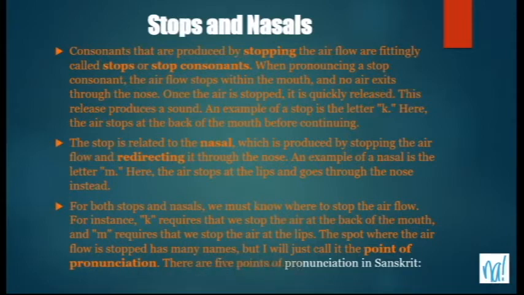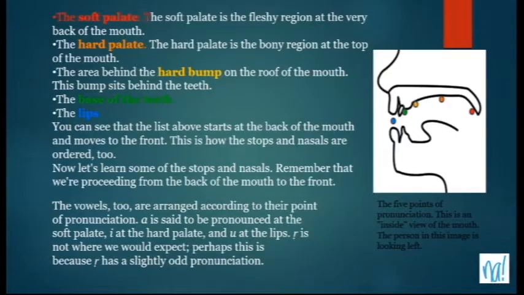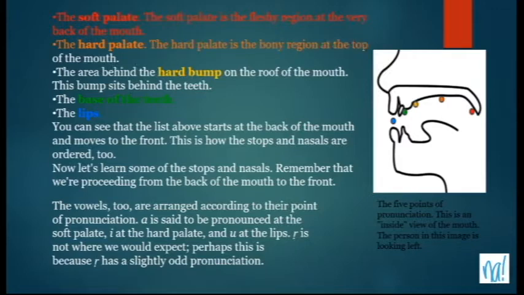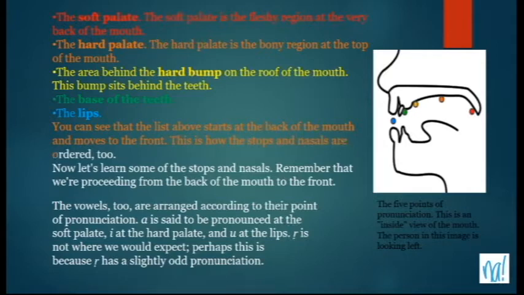There are 5 points of pronunciation in Sanskrit. The soft palate. The soft palate is the fleshy region at the very back of the mouth. The hard palate. The hard palate is the bony region at the top of the mouth. The area behind the hard bump on the roof of the mouth. This bump sits behind the teeth. The base of the teeth. The lips. You can see that the list above starts at the back of the mouth and moves to the front. This is how the stops and nasals are ordered, too.